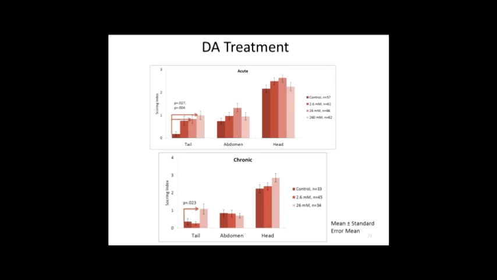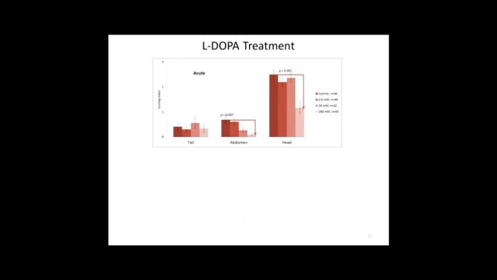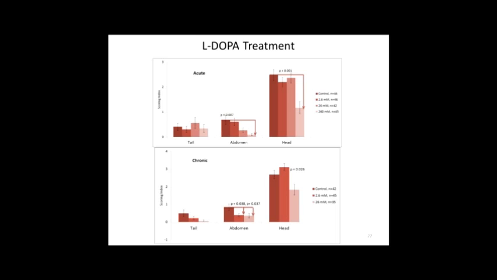In this dopamine treatment, it was seen that the tail becomes more sensitive between the control groups and the mid-range dose and high concentration. In the chronic treatments, it was seen that there was an increase in sensitivity also in the tail and the control groups in the mid-range dose. In the L-dopa treatments, the precursor to dopamine, it was seen that it decreased sensitivity in the abdomen and the head, both in the control group, between the control group and the highest concentration. In the chronic treatment, it was also seen that there was a decrease in sensitivity in the abdomen between the control group and both treatment groups.